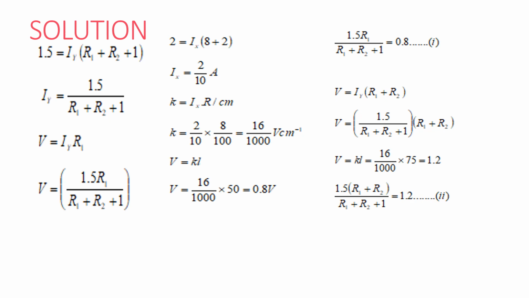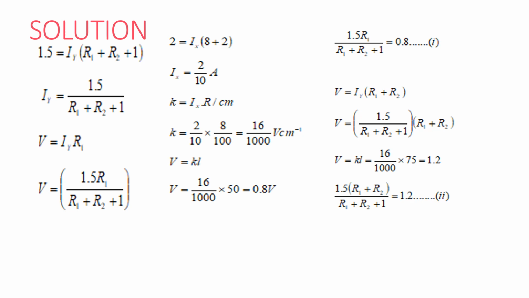Then we also get the driver current. Since the EMF of the driver cell is 2 and the total resistance in that primary circuit is going to be 8 ohms, the resistance of the wire, plus 2 ohms which is in the circuit, giving us 2 out of 10. Since the resistance per centimeter is 8 out of 100, 8 out of 100 times 2 out of 10 gives 16 out of 1000, which becomes the PD per centimeter. So 16 out of 1000 times 50, the first balance length, gives us 0.8 volts.